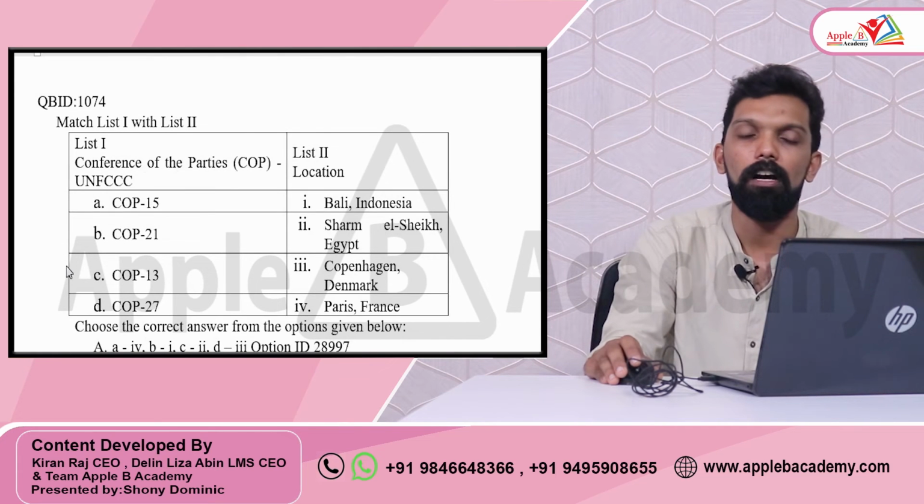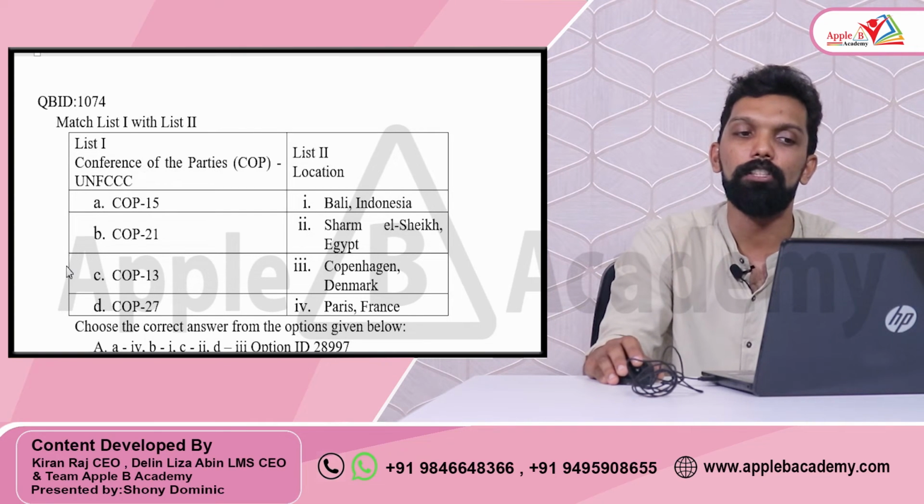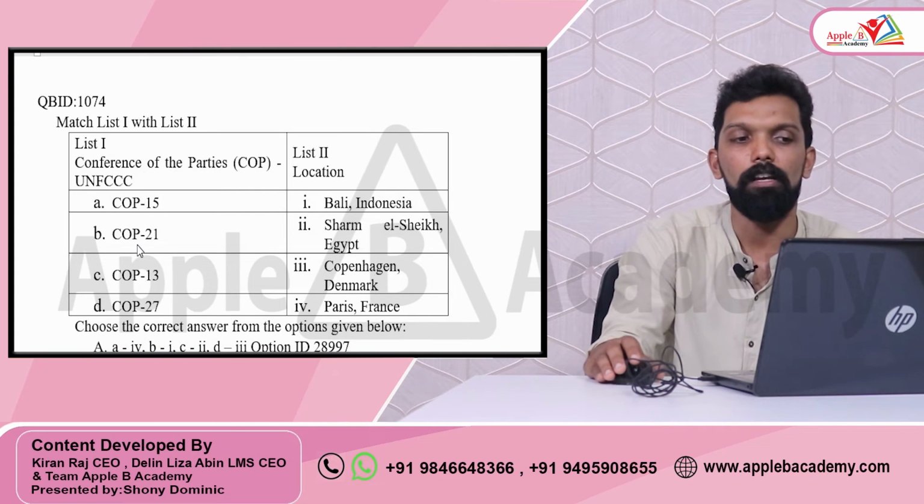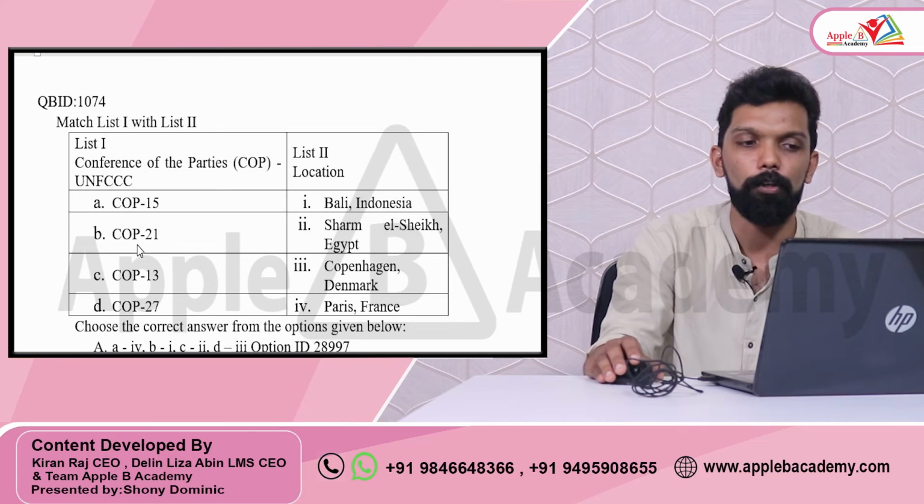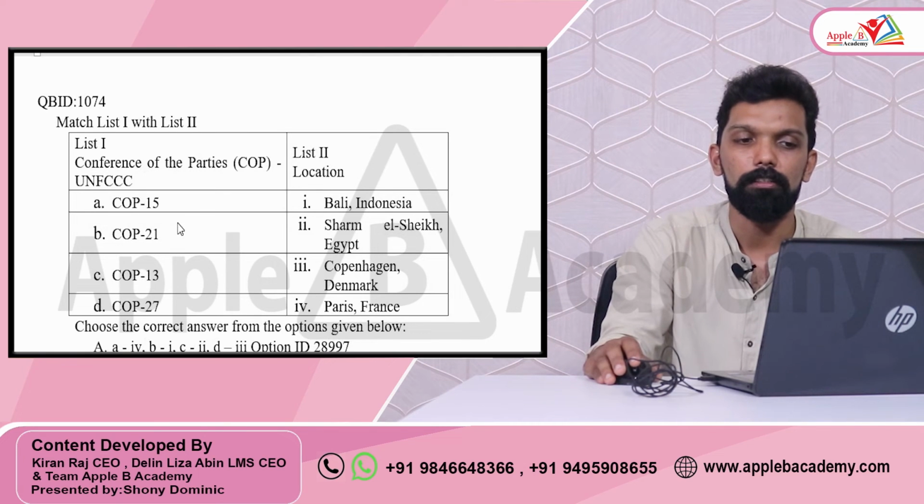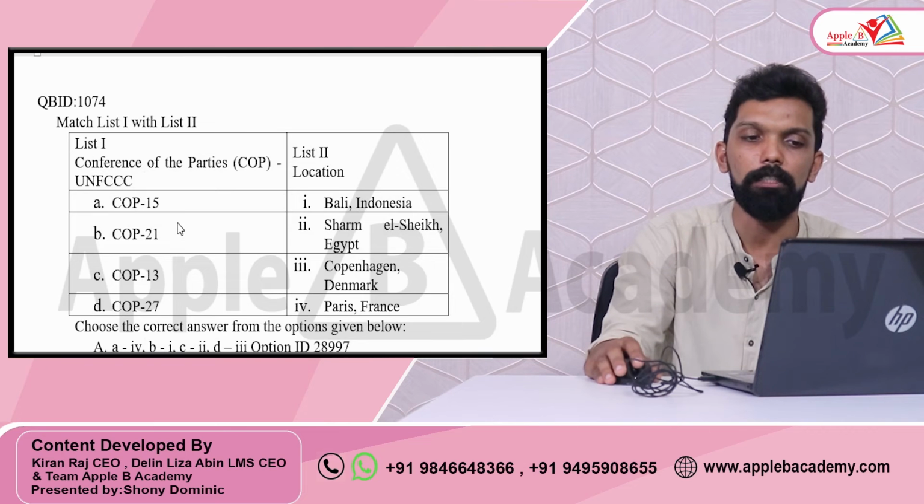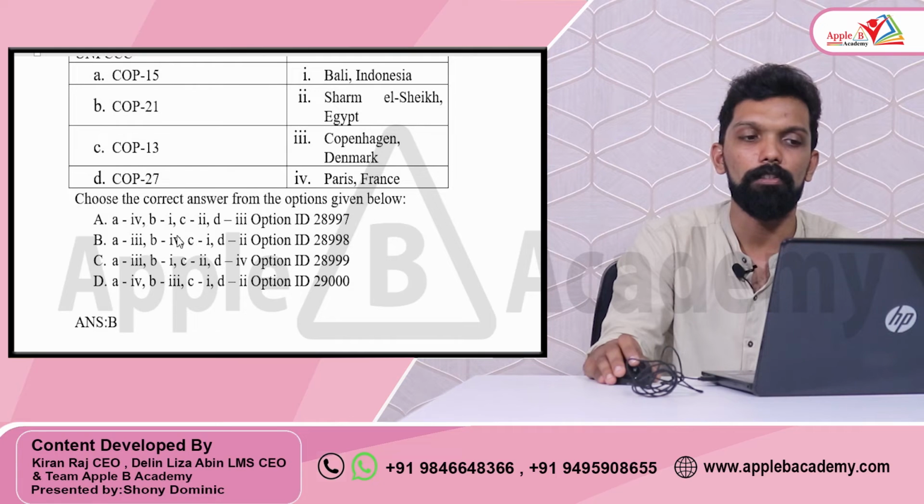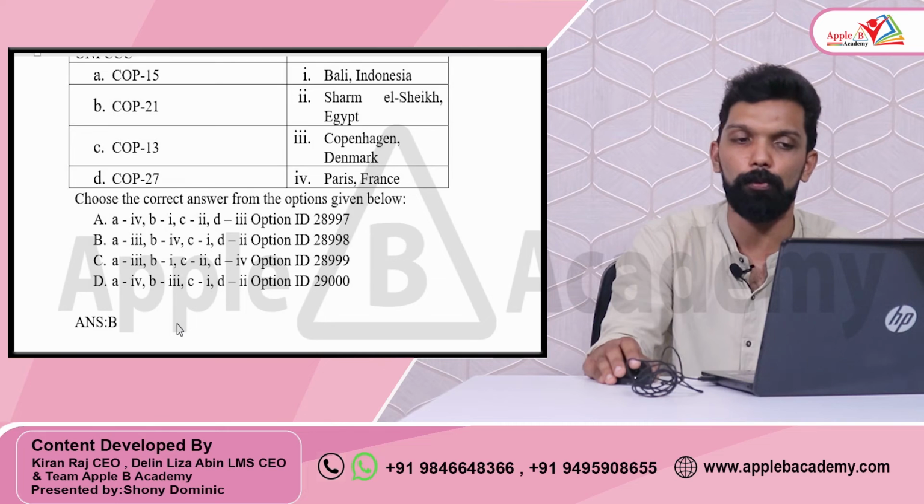So the next one, we have list 1 and list 2. In list 1, we have conference of parties of UNFCCC, and in list 2, we have locations of this conference of parties. In list 1, we have COP 15, COP 21, COP 30 and COP 27. In list 2, Bali, Indonesia, Sharm el Sheikh, Egypt, Copenhagen, Denmark, and Paris, France. So the right combination for this question is option B, which is A3, B4, C1 and D2.